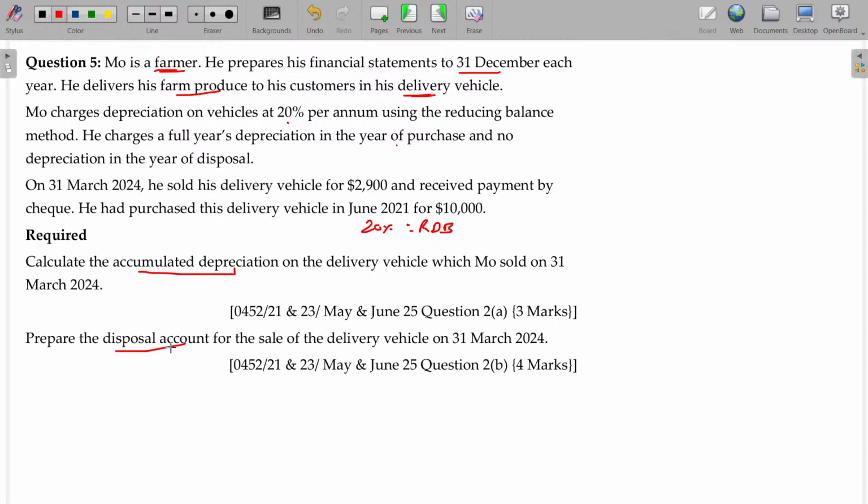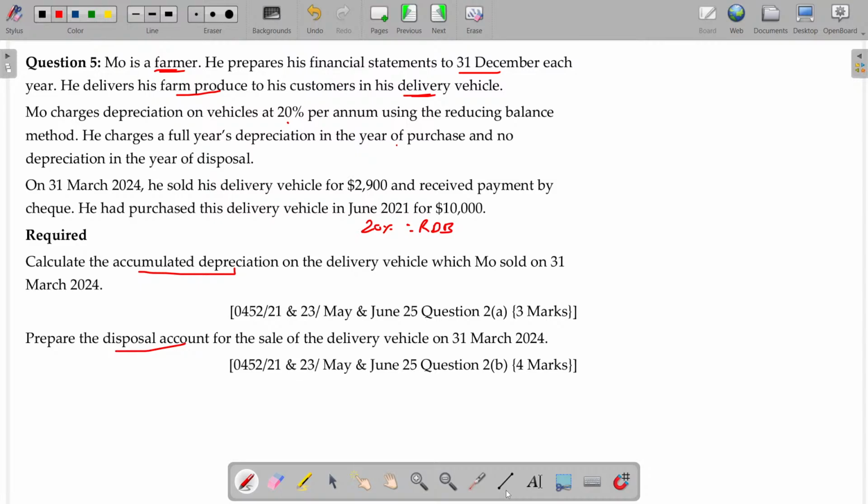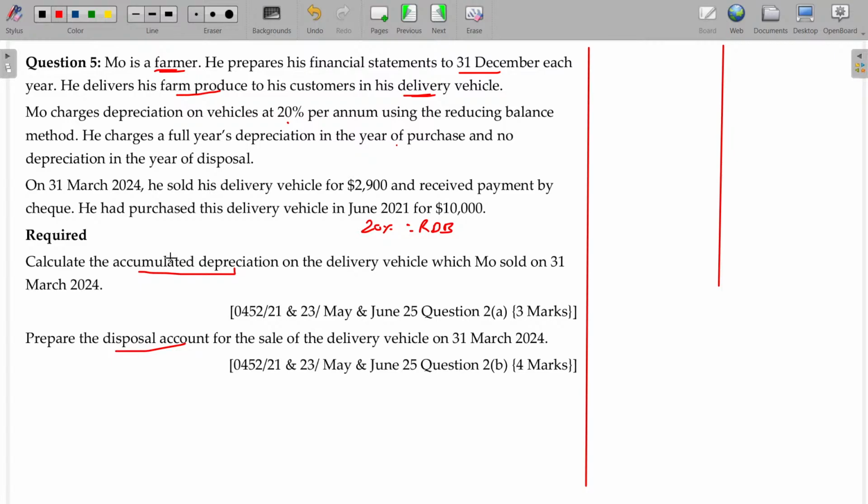So you have to calculate only these two. Other things are not required. So we can finish up just like that. Only one ledger is to be prepared. What's that? Disposal account, net book value on disposal of the delivery vehicle.